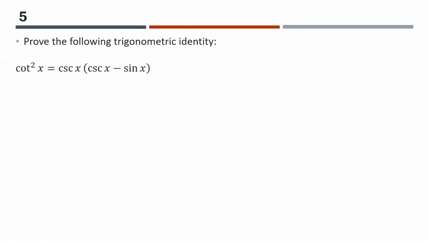Prove the following trigonometric identity. Pause it right here. Give this one a shot. Remember, make the left side equal to the right side without crossing that equal sign. All right, let's go over this one.